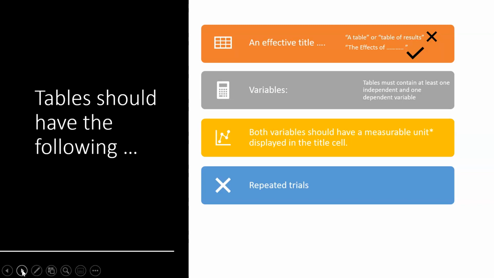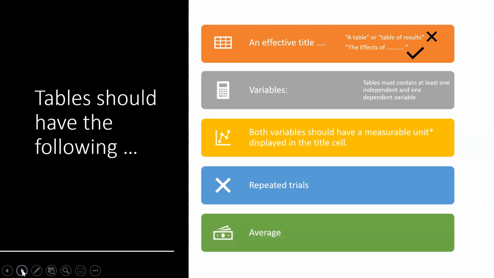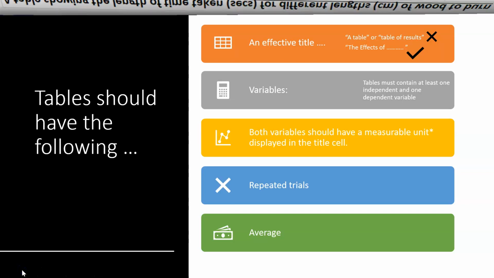You need to have repeated trials. You cannot just do an experiment once and make a reliable, informed conclusion on that. Okay, you should have repeated trials, and if you've done repeated trials, then you need to find an average of all those trials.